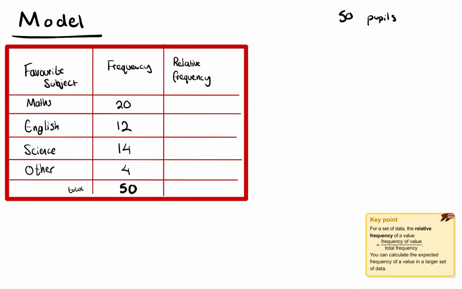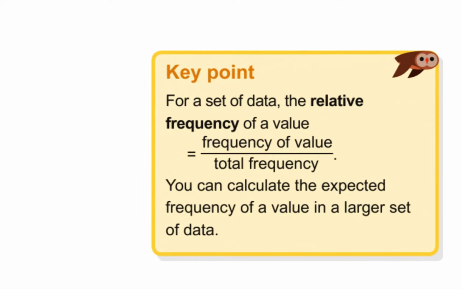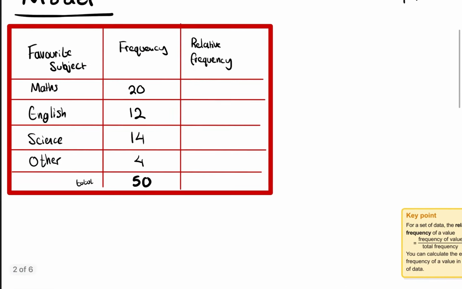So to get the relative frequency, it's just finding how relative someone is to all the other things that exist, because this is real life data. We spoke to people and we're finding how relative that is to the whole total. So it's essentially just going to be, and I've got a key point here, the relative frequency of a value is the frequency of the value over the total frequency. And we can find this out as a percentage.